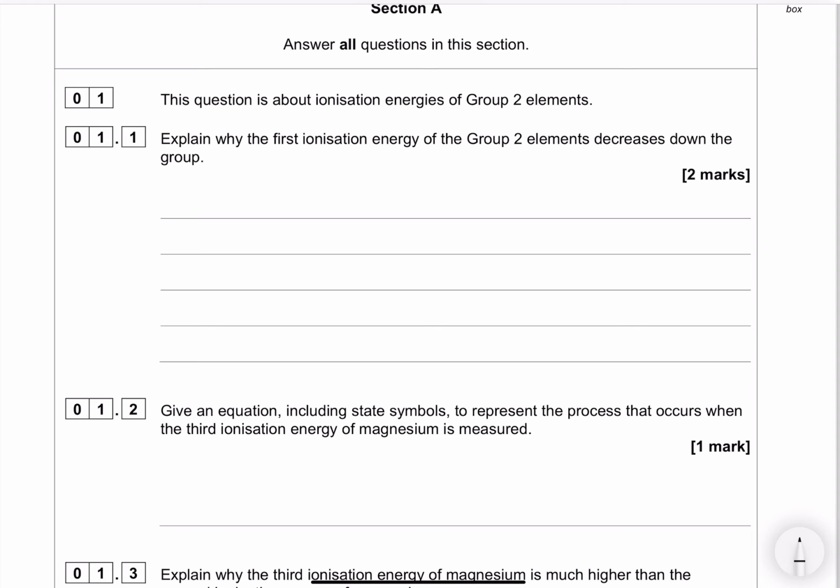So what we're needing to think about here is what is happening, what's the difference between the elements as we go down the group. And remembering that ionisation energy is the energy required to remove 1 mole of electrons from 1 mole of atoms in the gaseous state. And we're specifically talking about that outer electron. So as you go down the group, the outer electron is going to be further from the nucleus in a higher energy level because there is an increase in number of shells.